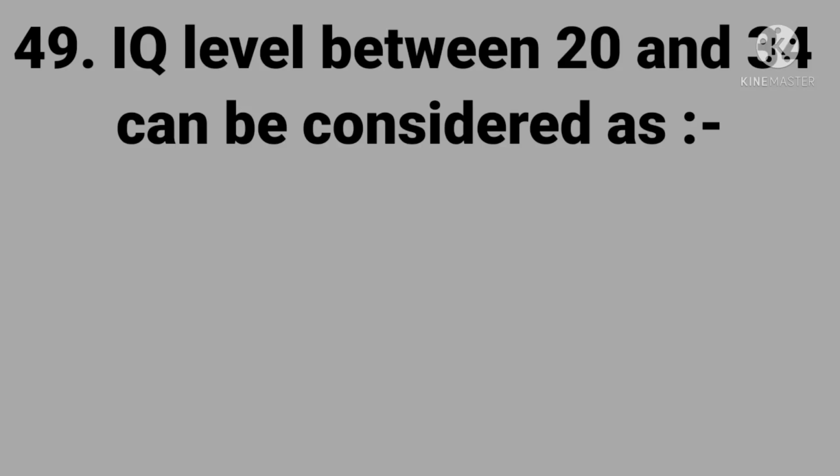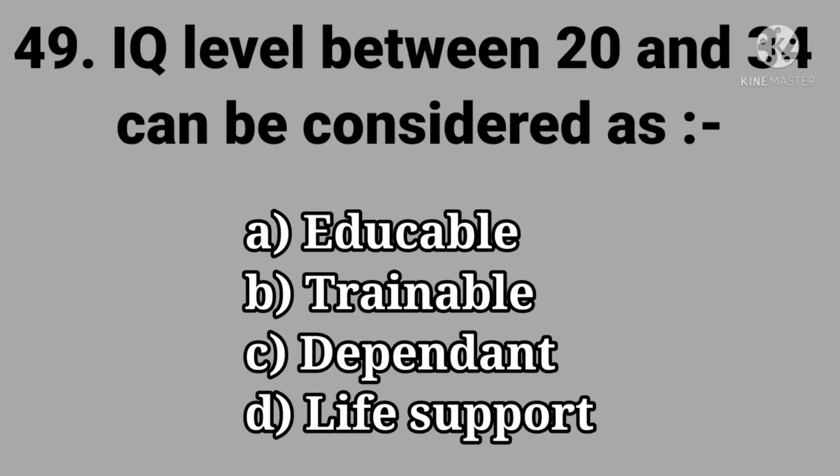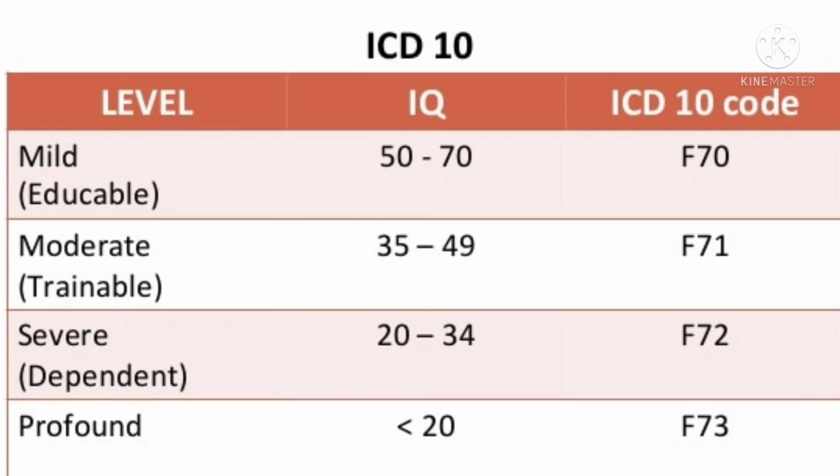The next question, IQ level between 20 and 34 can be considered as, the options are educable, trainable, dependent and life support. The IQ level between 20 and 34 can be considered as, and the answer is dependent. Let's look at the IQ level classification of MR patients.